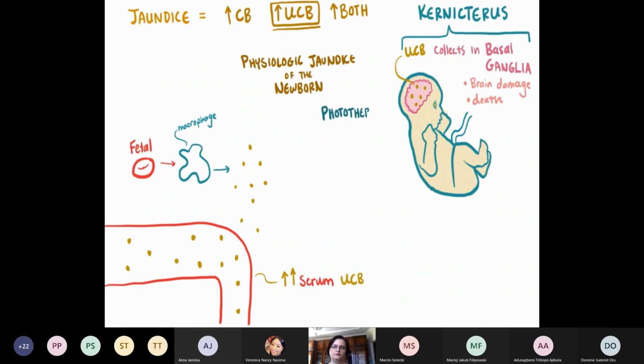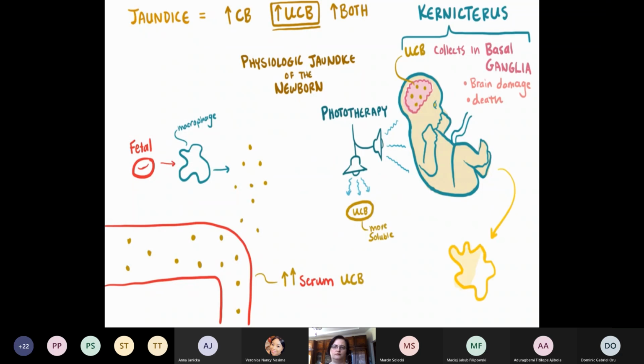Treatment of this condition is usually phototherapy, which uses light to induce structural and configurational changes in the bilirubin molecule. Basically, it absorbs the energy from the light and changes shape. And these new shapes are more soluble and can be excreted in the urine. And this can be a super effective and non-invasive way to get excess unconjugated bilirubin out of the blood.